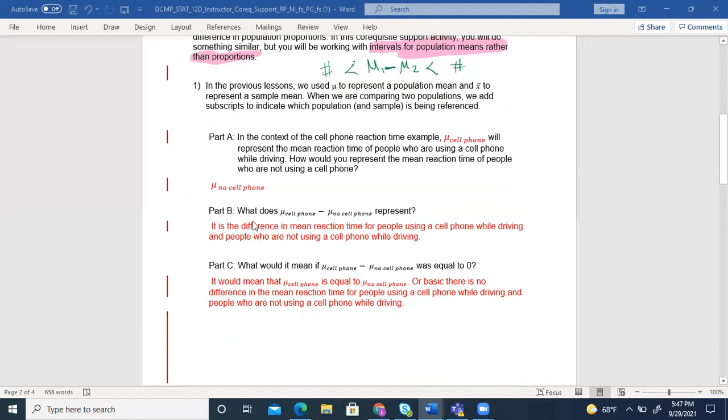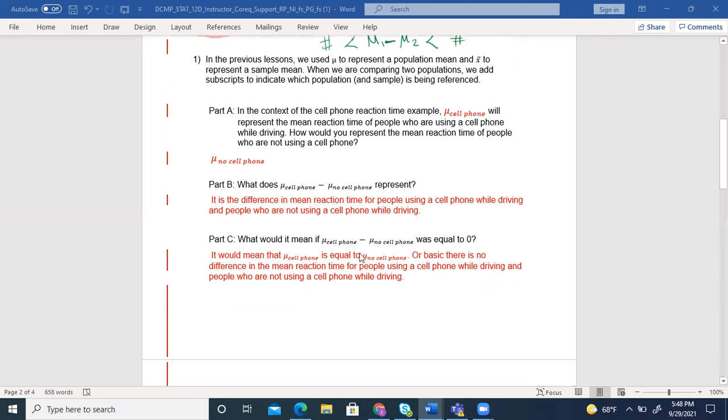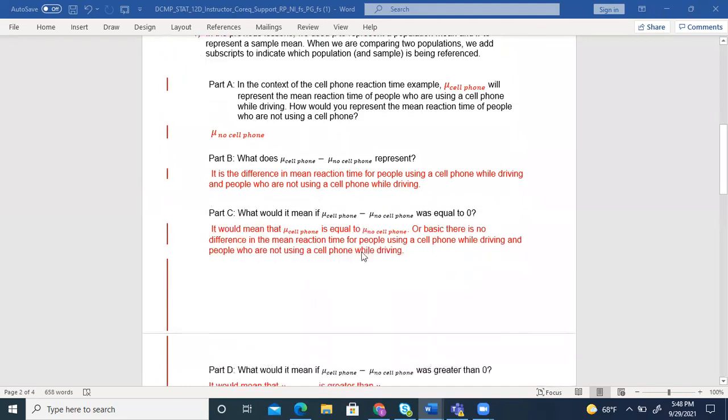Part B, what does the difference between the two means represent? This is basically mu cell phone minus mu no cell phone. This represents the difference in the mean reaction time for people using the cell phone while driving and people who are not using the cell phone while driving.